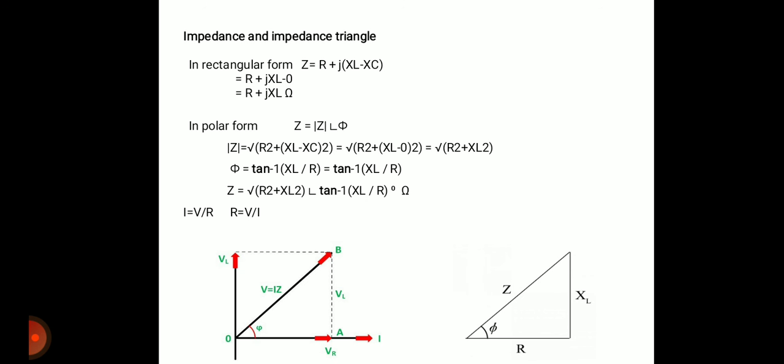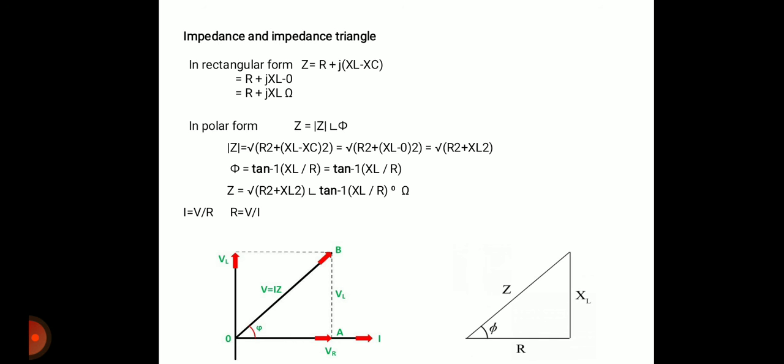Next is the impedance and the impedance triangle. As we know, what is impedance? Impedance is the opposition offered by resistor, capacitor and inductor to the flow of alternating current. How much opposition is offered by the resistor, capacitor and inductor to the flow of alternating current, that amount of opposition is called the impedance, and its notation is Z. Impedance can be written in two forms, rectangular form and polar form.